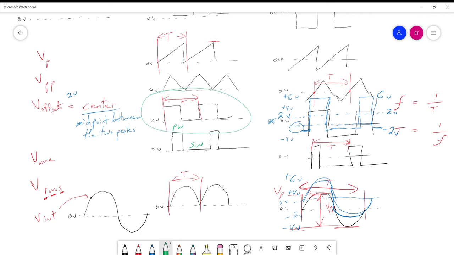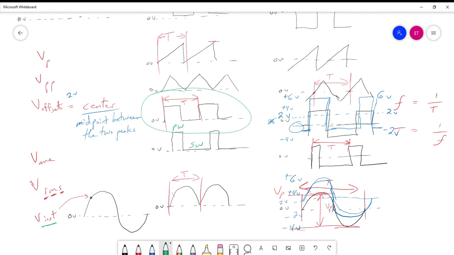Equal time here and here. Sine waves are symmetrical in time. They have that built right in because it's a sine function. Triangle waves are symmetrical in time. Square waves are symmetrical in time. So square, triangle, and sine all have that time symmetry built in. Okay. I think we'll save this instantaneous voltage for another video, but it is an important parameter.